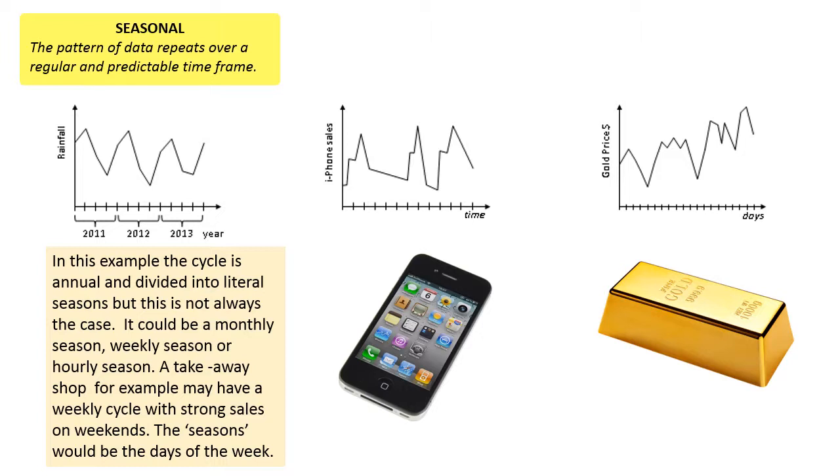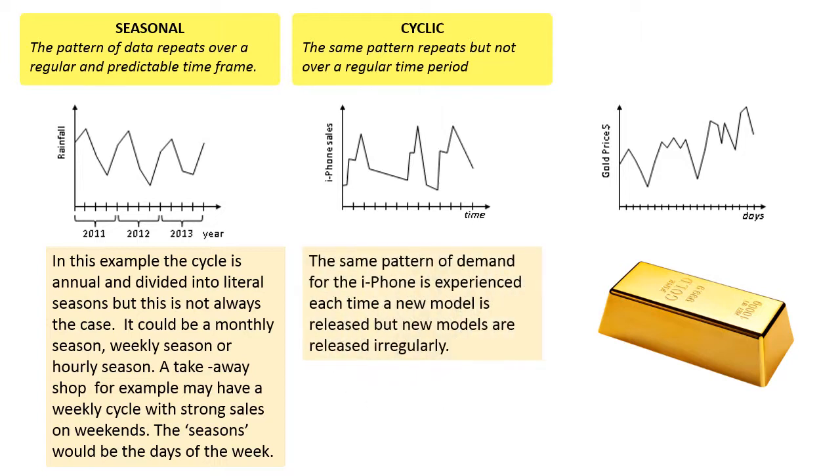If the same pattern is repeated but not over a regular time frame, we say that the data is cyclic. The example is of the pattern of iPhone sales. The same pattern of demand for the iPhone is experienced each time a new model is released, but new models are released irregularly. If there is no pattern or predictability to change in the data, we say that it's random.